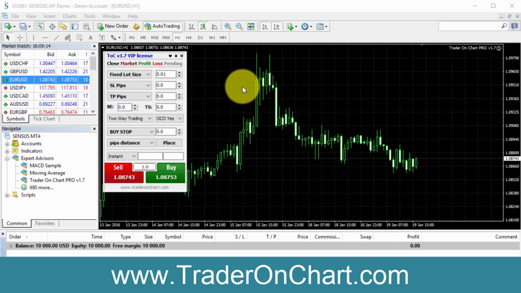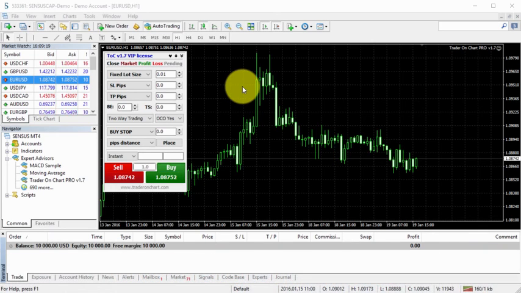So if you are fully into automated trading, then it's not the perfect application for you. But if you use manual trading and you trade every day or just a few times a week, it's really the perfect app for your MetaTrader. So it starts with this panel. It's the Trader on Chart right here.